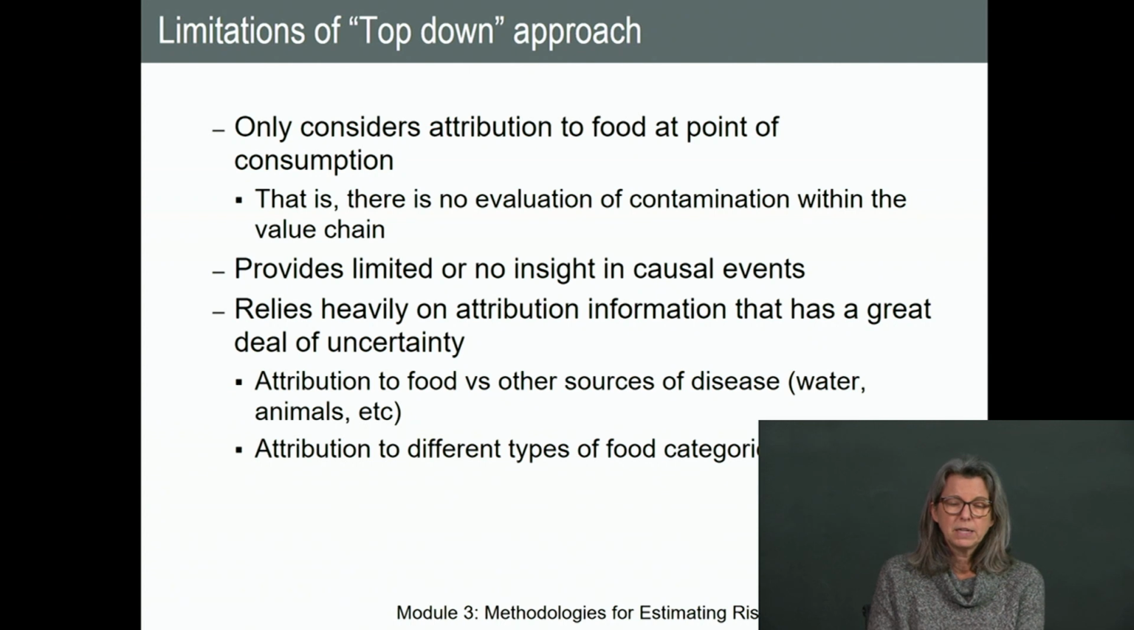So there's a couple of limitations in the top-down approach that are pretty significant, and each of these approaches gives you different kinds of information. So hopefully you'll be able to get a little information from whatever approach you take. The top-down approach only considers attribution to the point of consumption. So they're not looking at other parts of the process. They're really only looking at the food that was consumed. So there's really no evaluation of contamination within the value chain. So it doesn't really provide information on causal events, kind of what caused it. It does rely heavily on attribution information, as I mentioned, which has a great deal of uncertainty.